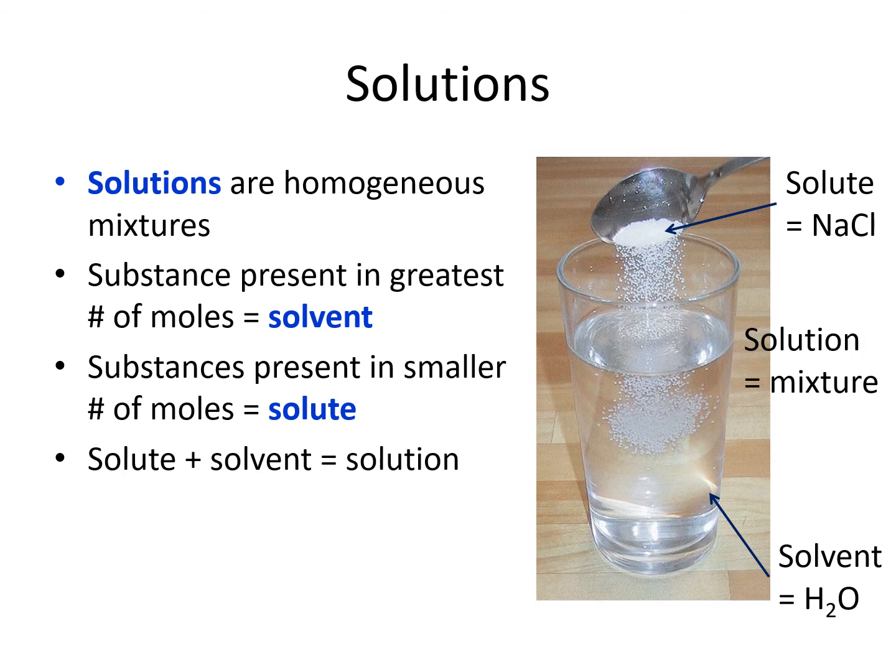For example, when we dissolve salt into water, the water is present in a greater number of moles, so it's the solvent. The substance present in the smaller number of moles is called the solute. So in this case, the sodium chloride is the solute. There's less of it. Together, the solvent plus the solute makes the solution. So the solution is everything together.